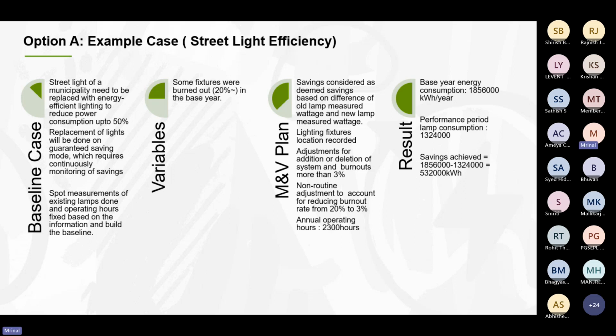Now, again, in the assessment, after installation, you do the assessment, you do the measurement, and with the adjusted baseline, you have to subtract the actual consumption, which will give you the energy saving. So this is the example of a street lighting under option A.